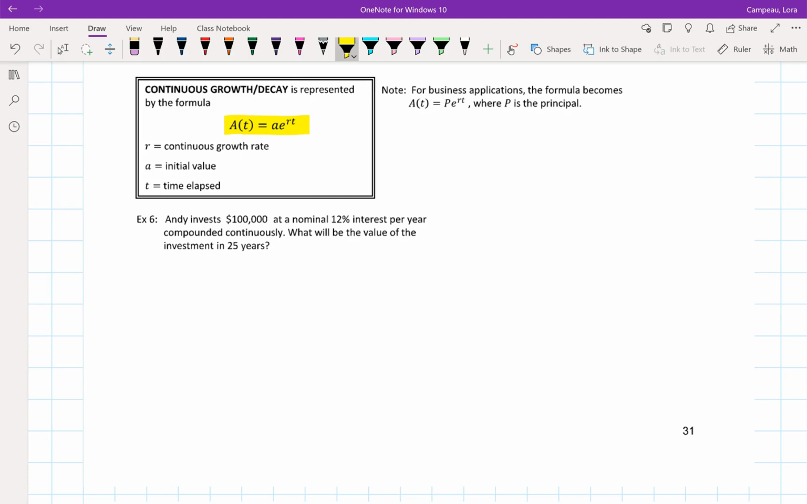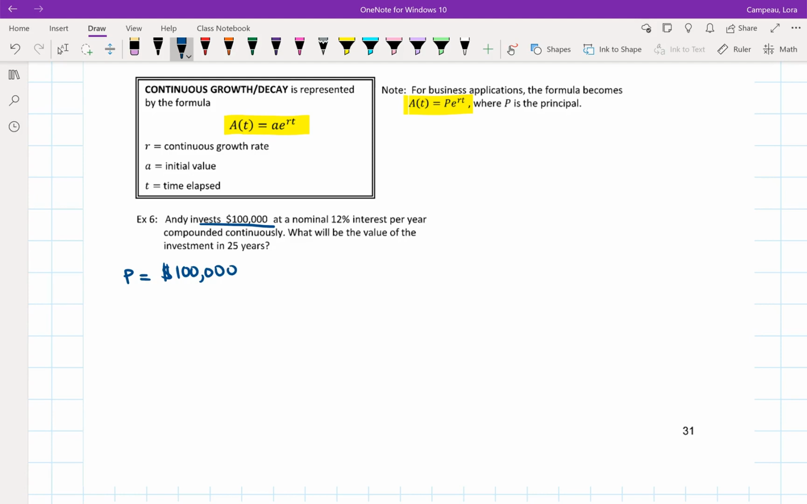So you'll notice we use it in the form of A of t equals P times e to the r times t. So we're just reminding ourselves what these all mean. P is the principal or the initial investment. So if we're looking at this particular example, we see that Andy invests $100,000. Off to the side, you'll see me label what I think stands for each variable.